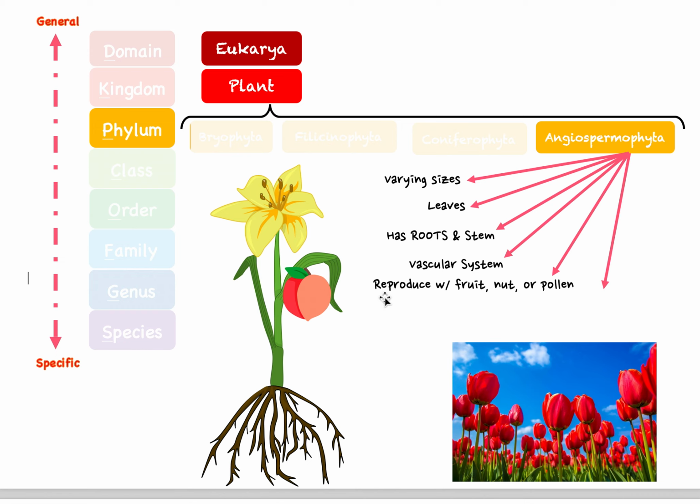Now lastly, they are unique because they can reproduce with a fruit, right? Most plants that have flowers also make a fruit. So in this case, we can see here's a peach. It can be a strawberry, an apple, whatever, because those have seeds inside, right? Once they get dispersed, they can create a new plant. But they can also reproduce with a nut or pollen, right? The flower may have some pollen. So any of these mechanisms is possible. So they don't use spores, unlike Bryophyta and Filicinophyta. An example is flowering plants.